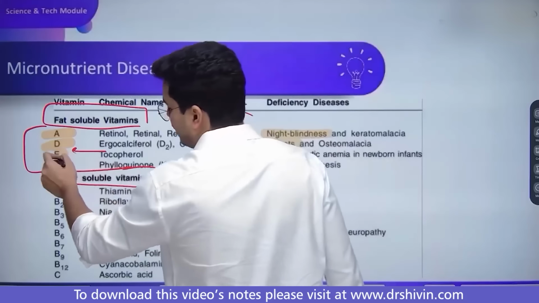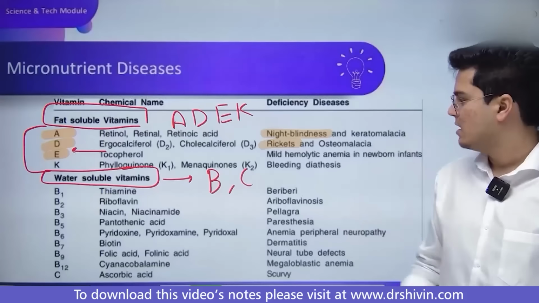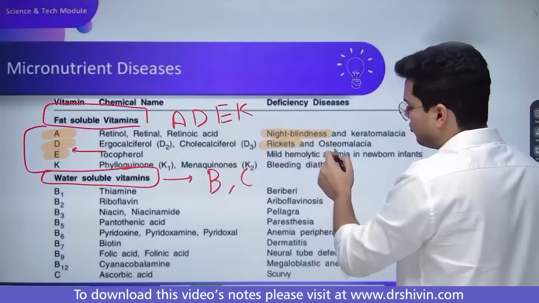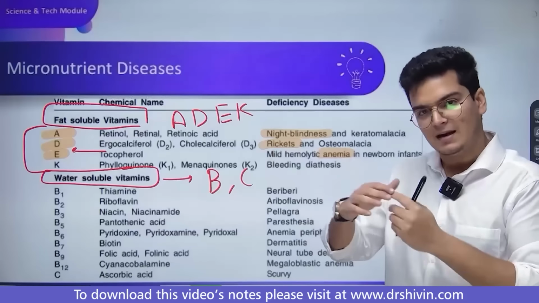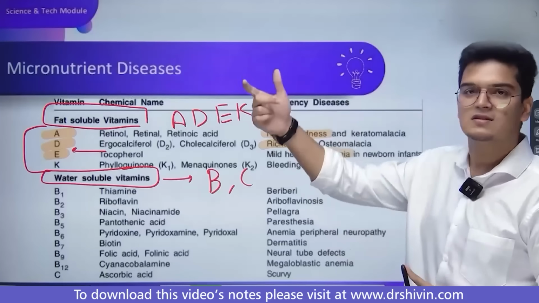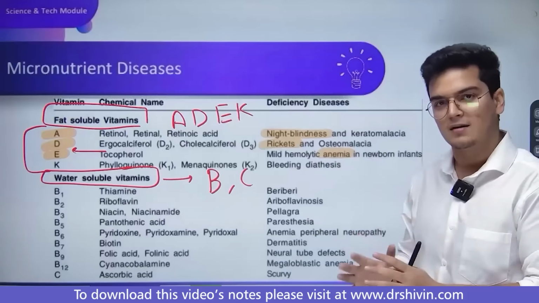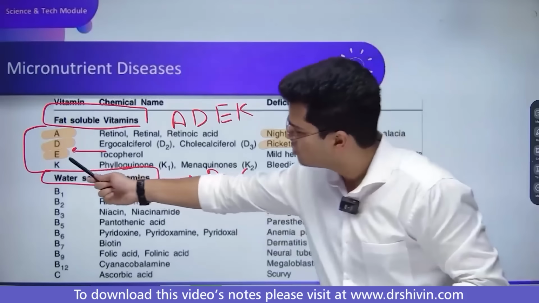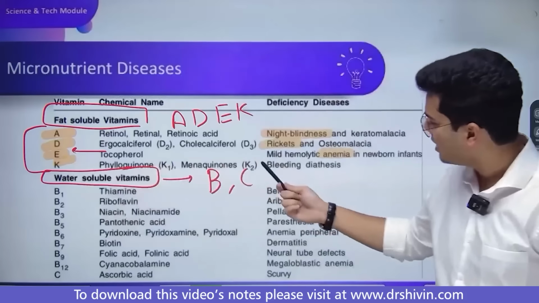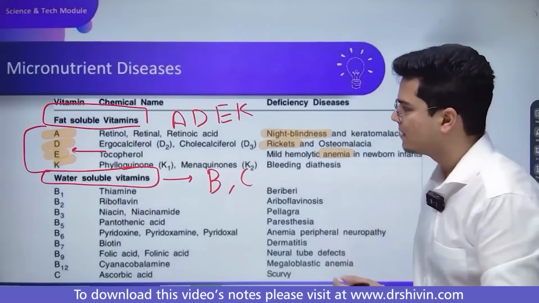Vitamin E is responsible for forming blood cells. So if you don't have vitamin E, you will have anemia. Anemia is of many types. Anemia can happen due to iron deficiency also. So vitamin E is also responsible for forming blood. Anemia means deficiency of blood. So if you don't have vitamin E, you will have deficiency of blood. The disease will be called anemia.